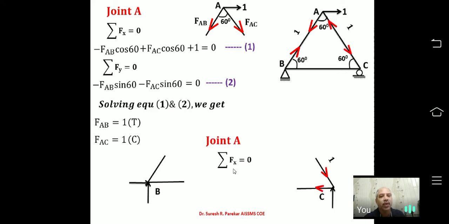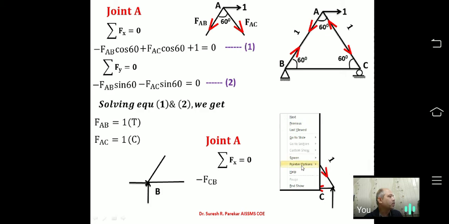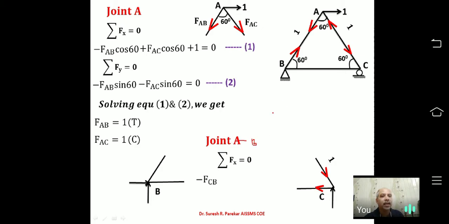So we have now solved joint B. Using joint B, we are in a position to find the forces in the members. Then we calculate CB, and we get the value of CB as 0.5 tensile. Now we can show it in the diagram.